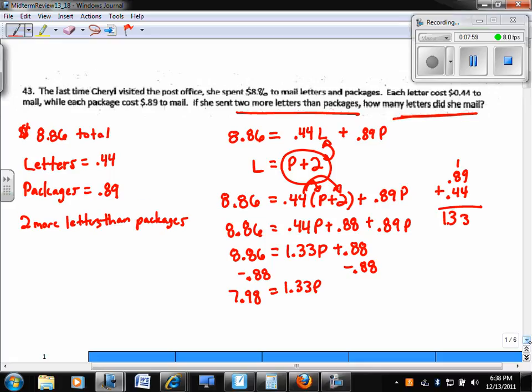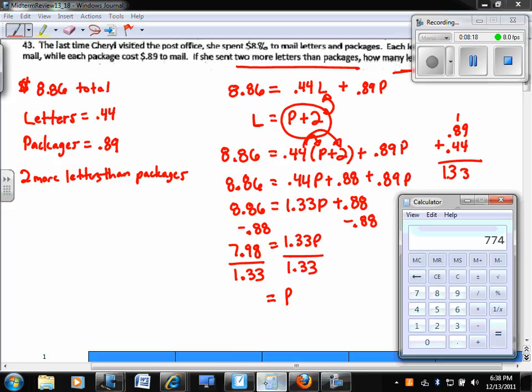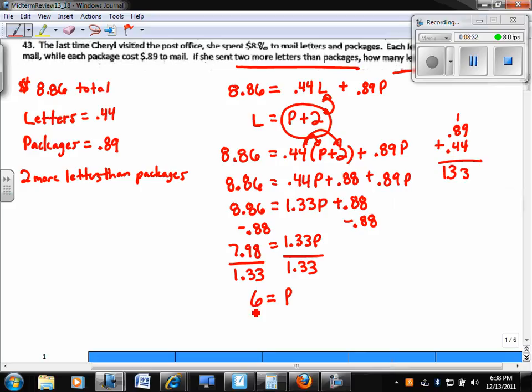The math here isn't overly complicated, but it can get confusing with all of the decimals. Just make sure you're keeping track. So we have 1.33. We're going to divide each side by 1.33 because we want to solve for p. So let's see. We have 7.98 divided by 1.33, and p is 6. So p is 6. We know she has 6 packages.